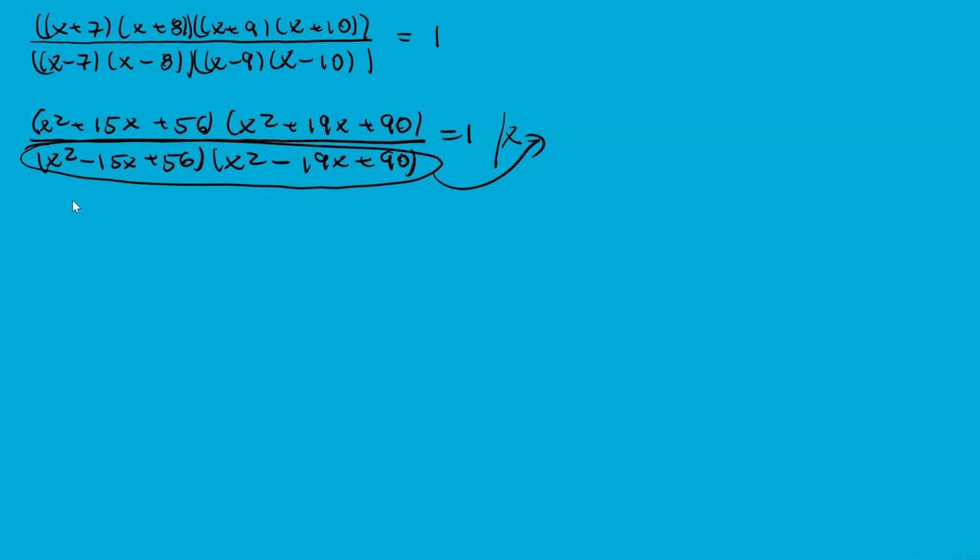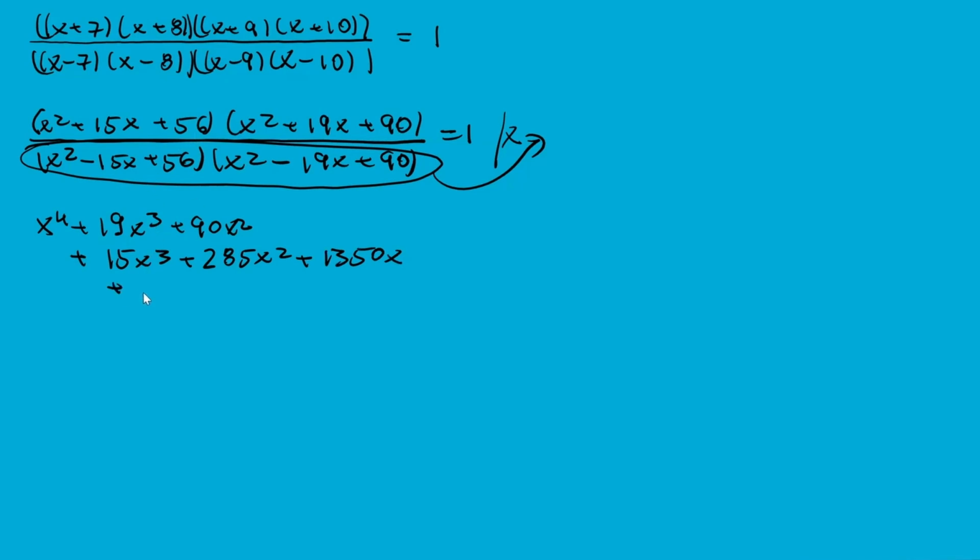So let's do it. X squared times x squared is x to the power of 4. Then we get plus 19x to the power of 3. And then we get plus 90x squared. Now we have 15x times these 3 terms. We get plus 15x to the power of 3 plus 15x times 19x is 285x squared. And then we have 15x times 90, which is 1350x. And we have to keep multiplying.